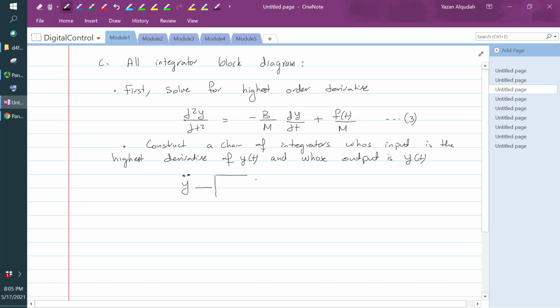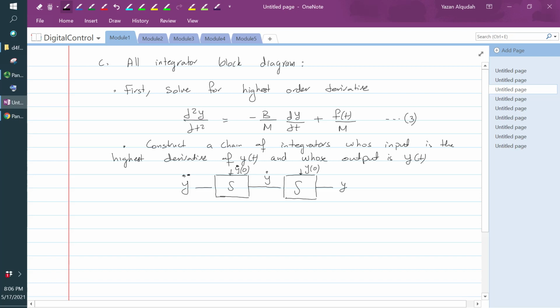And then I'm going to apply this to an integrator. If I integrate this y double dot one time, I'm going to get y dot. If I integrate y dot again, I'm going to get y of t. So we started with y double dot, integrated once to get y dot, and integrated again to get y of t. Of course, here we have the initial condition y dot of 0, and here we have the initial condition y of 0.